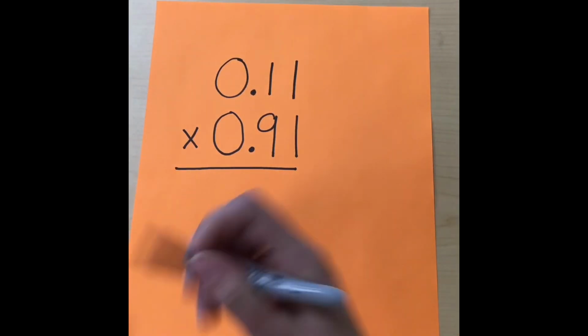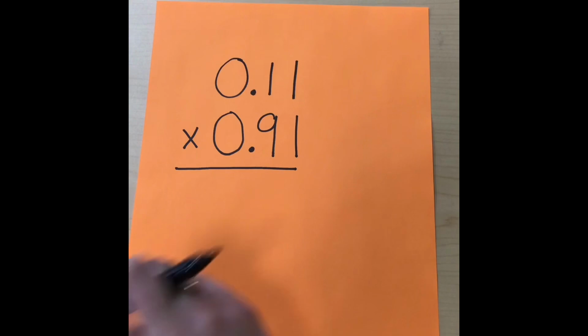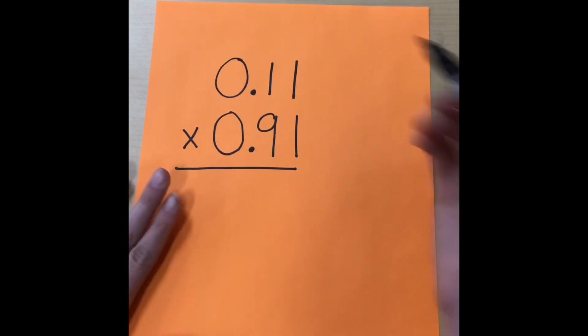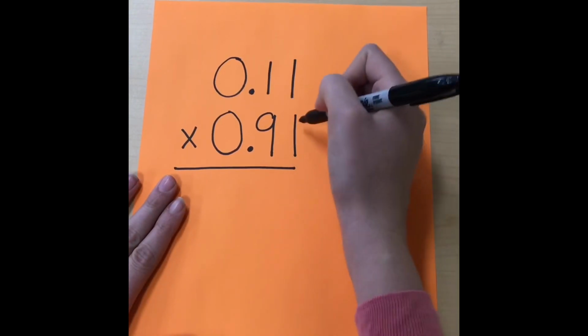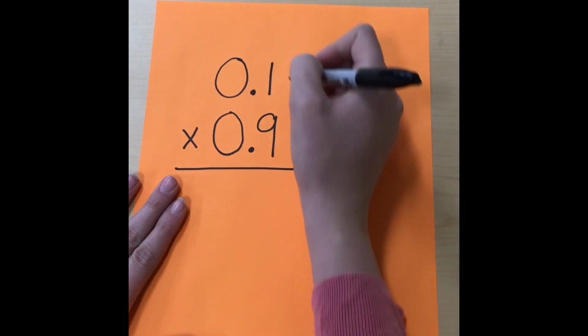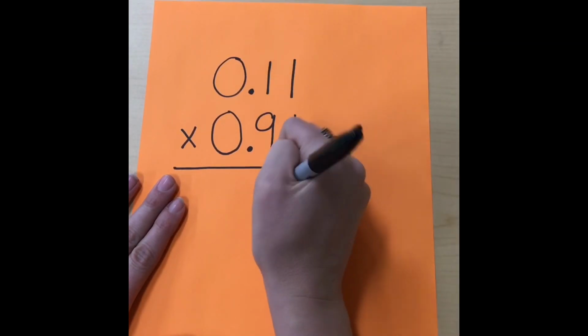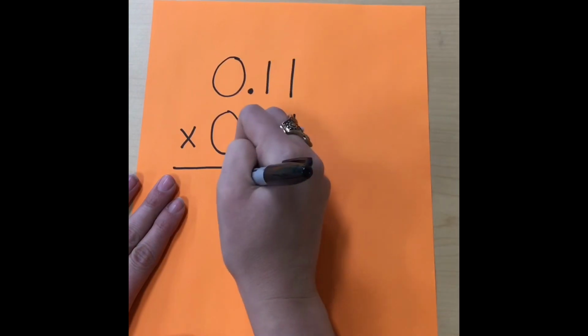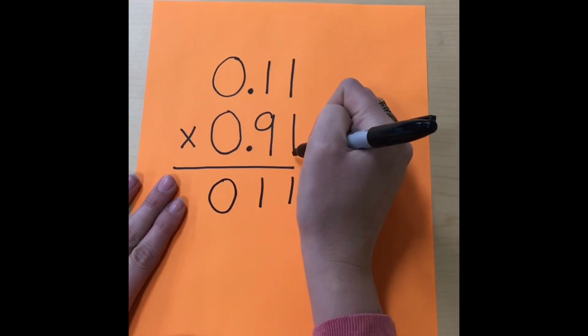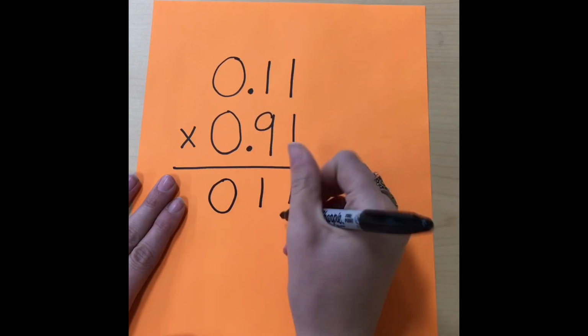Okay, so let's just pretend like the decimals aren't there for a minute and let's just multiply the way we would. So we're going to start with this number and multiply that all the way through. So 1 times 1 is 1. 1 times 1 again is 1. 1 times 0 is 0. Okay, so we're done with this first line. Now we're going to go to the next one.